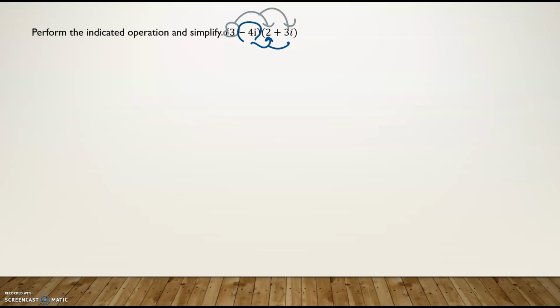Alright, this is part 2 of section 2.4. As I was saying in the last problem, I'm going to distribute that negative 4i to the 2 and to this 3i. So I'm going to have first 3 times 2, so that gave me 6, plus 3 times that 3i, so that will be 9i, and then going to have negative 4 times this 2 times this 3i.